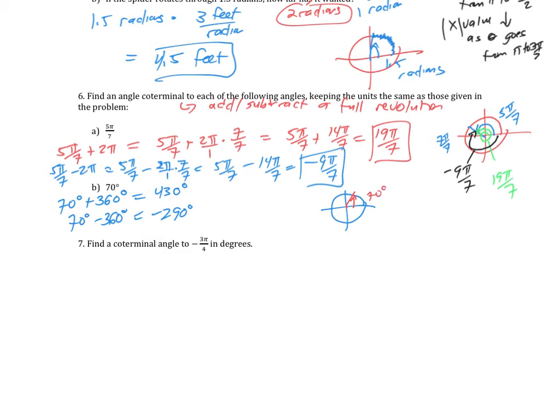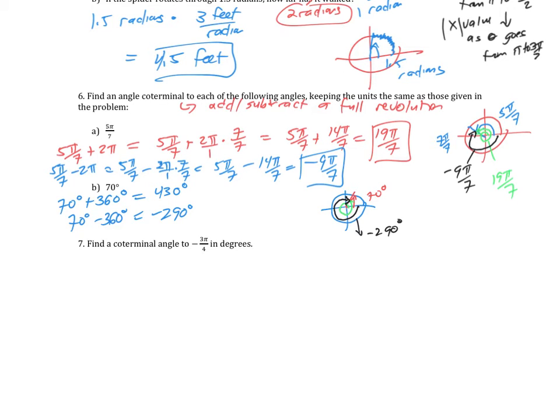So this is 70 degrees. And then the positive coterminal angle would mean rotate one time around first, a full revolution, and then end at 70 degrees. And the negative coterminal angle would be to rotate in the clockwise direction from the x-axis and then end at where 70 degrees is. So this would be negative 290 degrees.